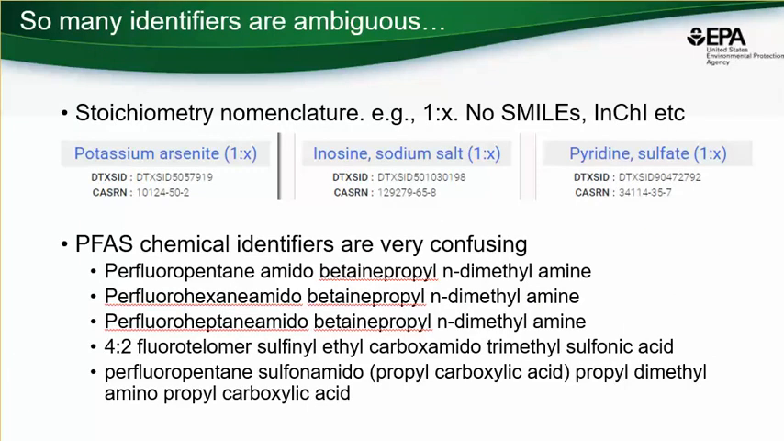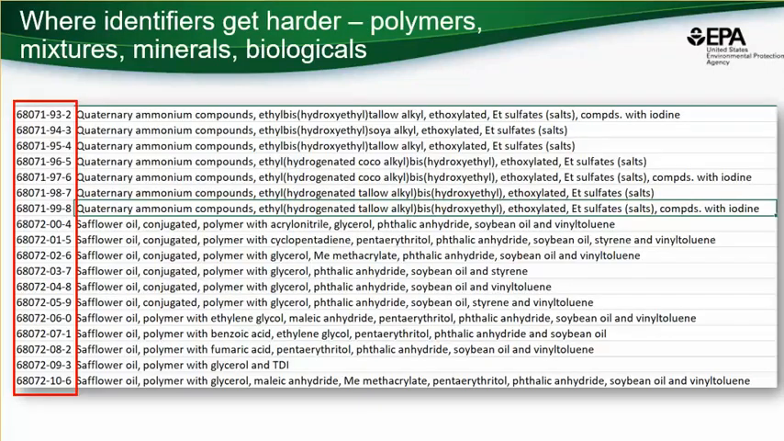Many other identifiers are ambiguous. There are chemicals that don't have defined stoichiometry of a 1:2 ratio, for example. So here we see examples where it's 1:X. X is undefined. What about PFAS chemical identifiers that are being used now in the public domain in presentations and publications? These are very ambiguous in definition and extremely difficult to map back to clearly clarified chemical structures. It gets even harder when you don't have explicit chemicals.